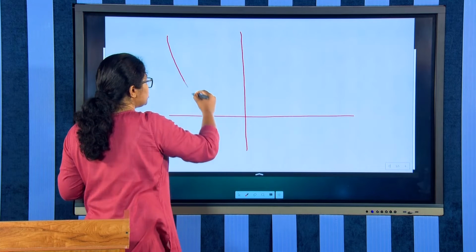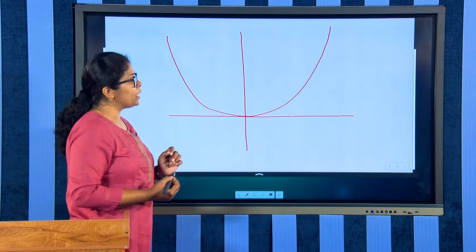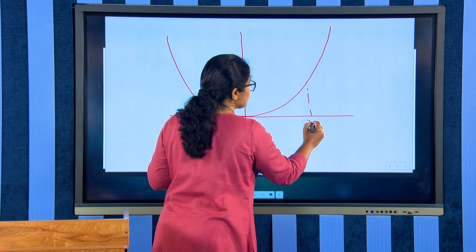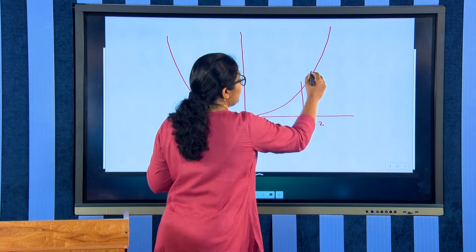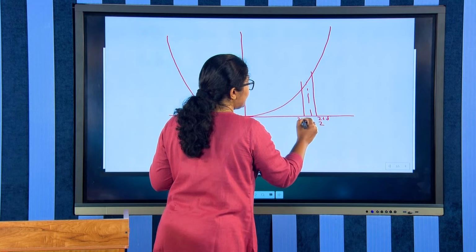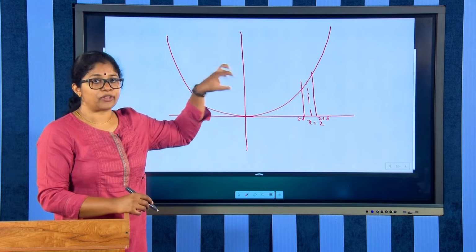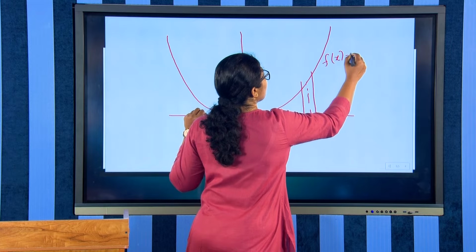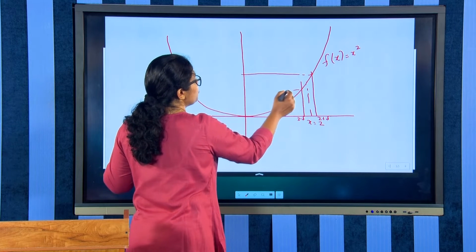It is a well-known shape or well-known function. It is a U-shaped parabola. Somewhere here you have your 2, x is equal to 2. So, we take this interval 2 plus delta, 2 minus delta, and look at the graph of the function f of x is equal to x square and see in which interval does this belong to.